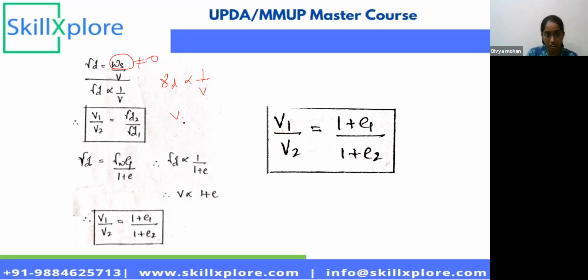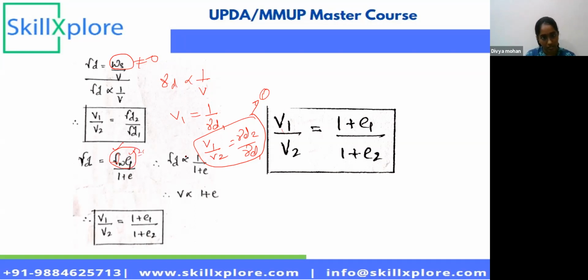So V1 is proportional to 1 by gamma D1. We are dividing it in both conditions: V1 by V2 is equal to gamma D2 by gamma D1. Here gamma D we also know from another formula: gamma D is equal to gamma W G by (1 plus e). This G is the true specific gravity, as I've already told you, and gamma W is a constant. Both are universal constants, so we can take them as a constant and insert the proportionality sign. So gamma D is inversely proportional to 1 plus e.